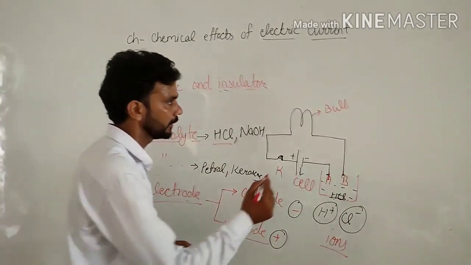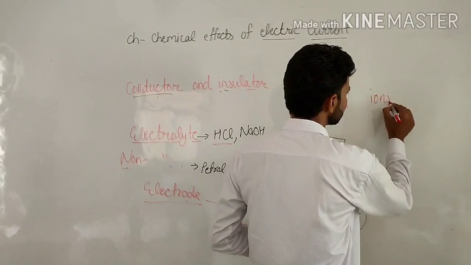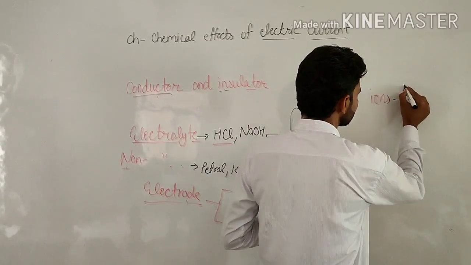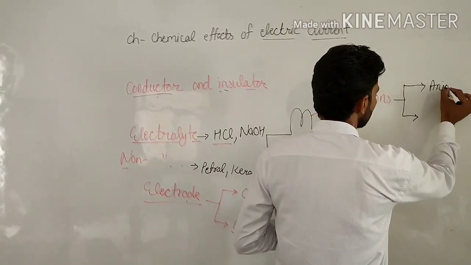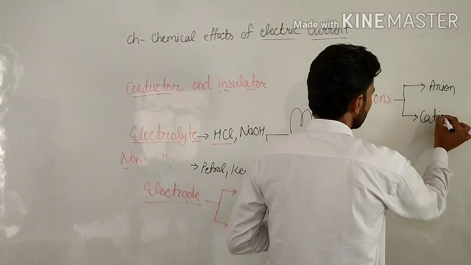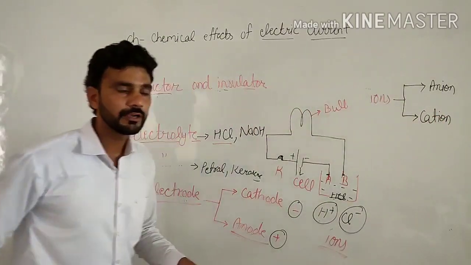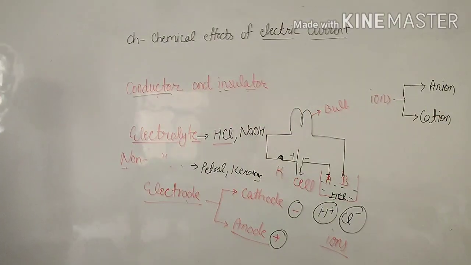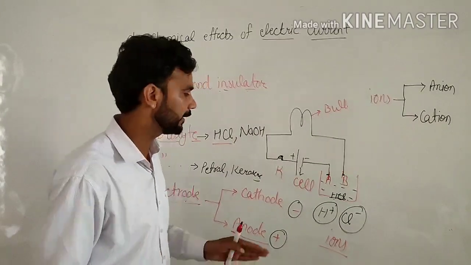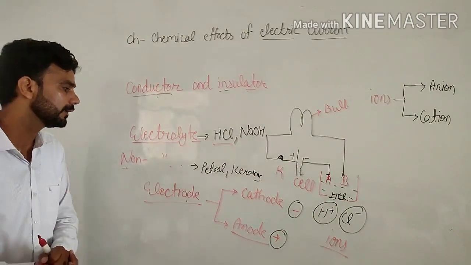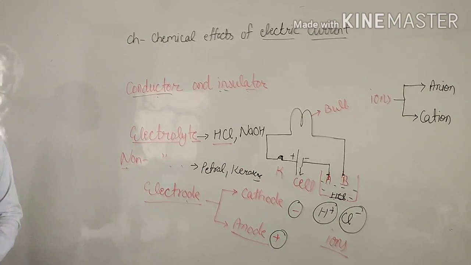We have two types of ions, anion and cation. What are ions? These are the electrically charged atom or group of atoms which are formed when electric current passes through an electrolyte. We have two types of ions, anion and cation.